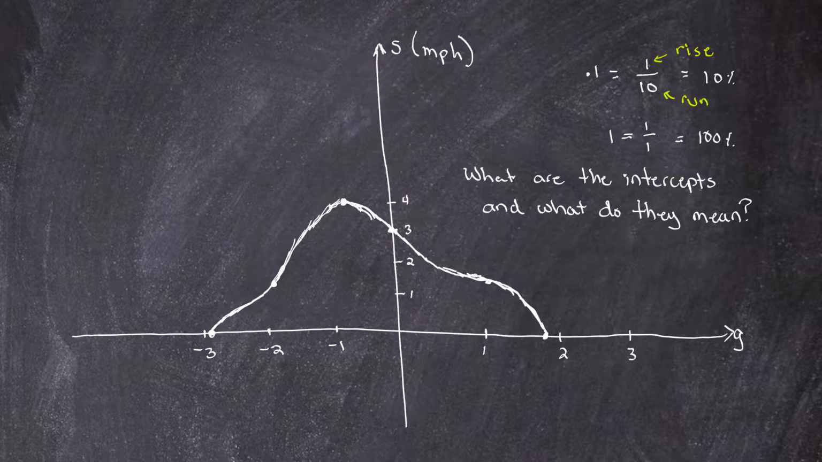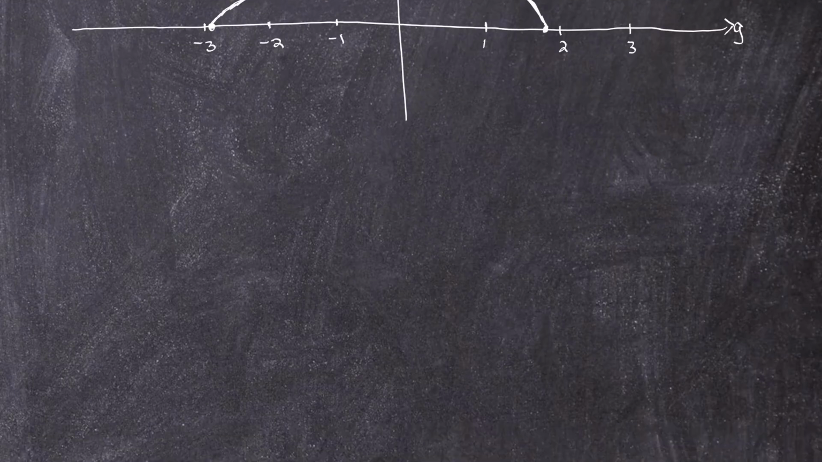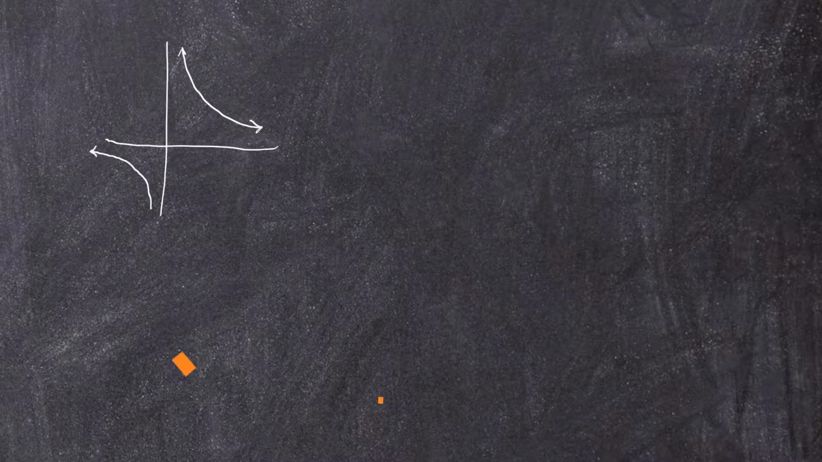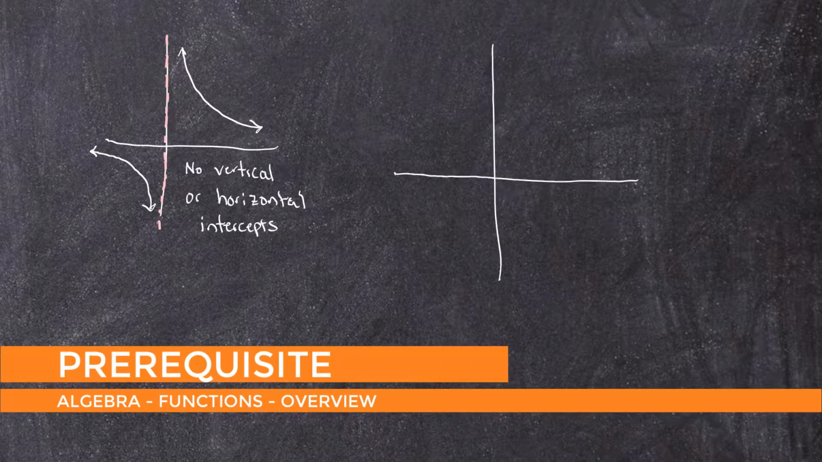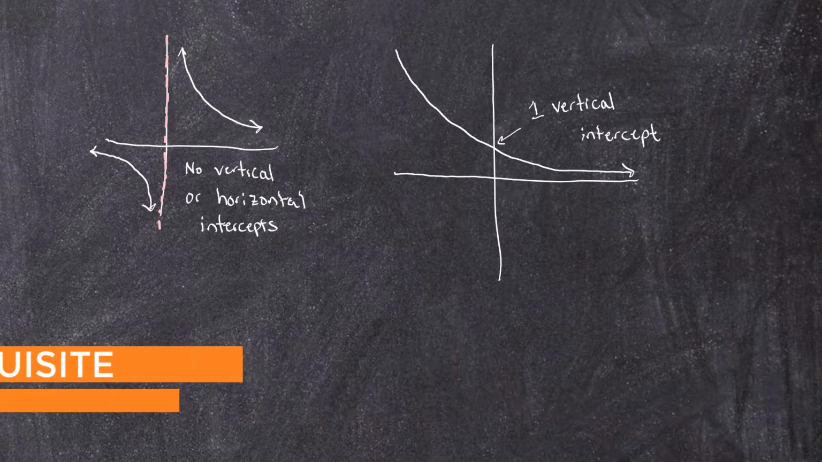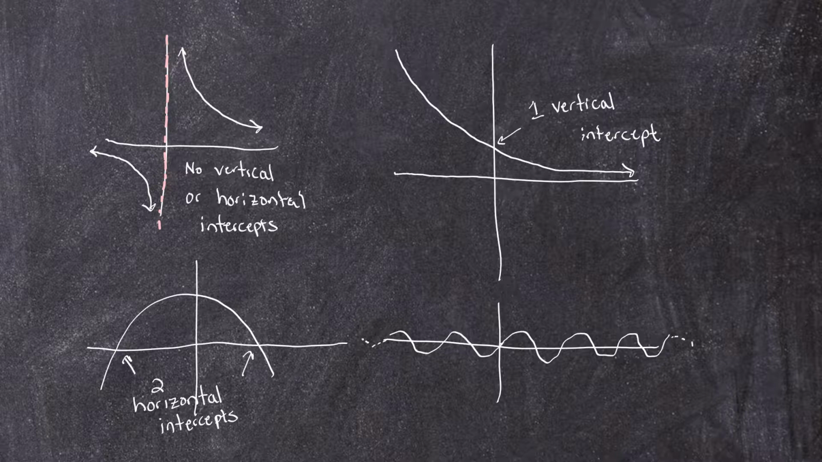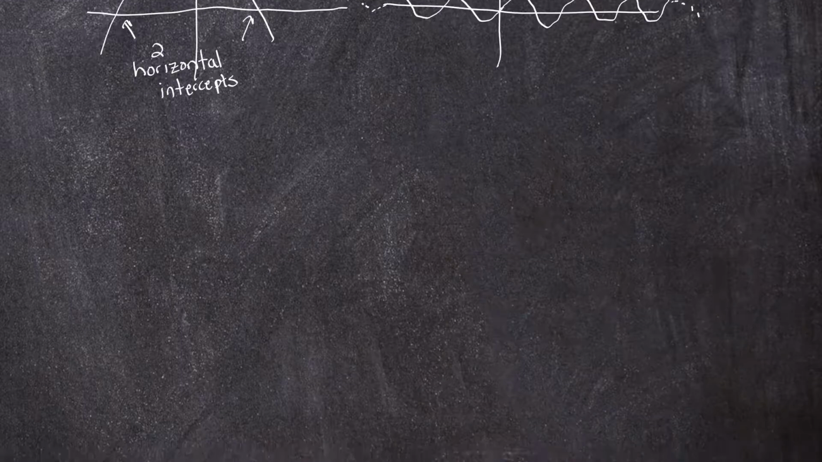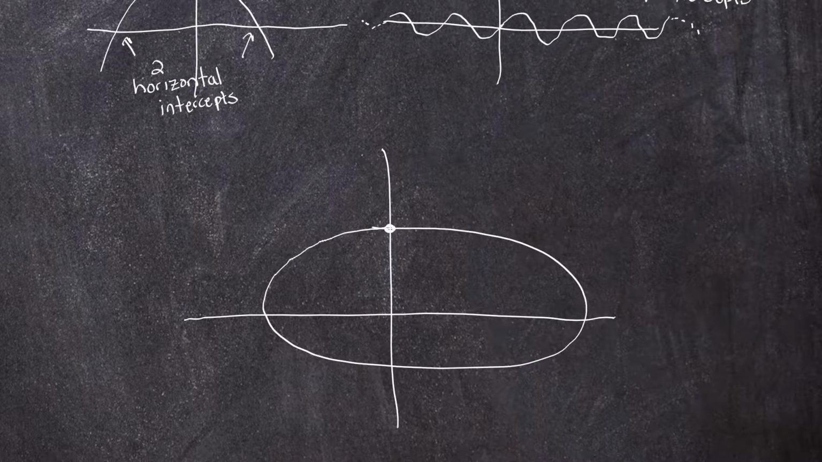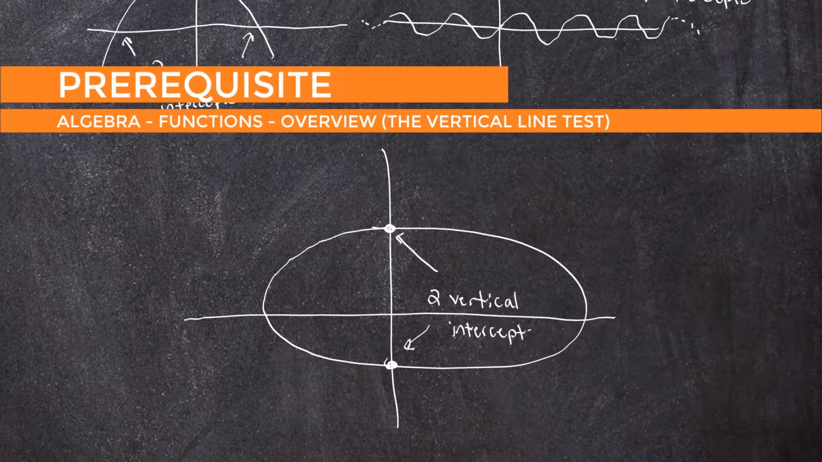Before I go any further, it's incredibly important to remind you that functions might not have vertical intercepts, or might have at most one vertical intercept. On the other hand, with regards to horizontal intercepts, they might not have any, or they might have one or more than one, or an infinite number of them. As for non-function relations, well, these might have more than one vertical intercept. This is a perfect example.